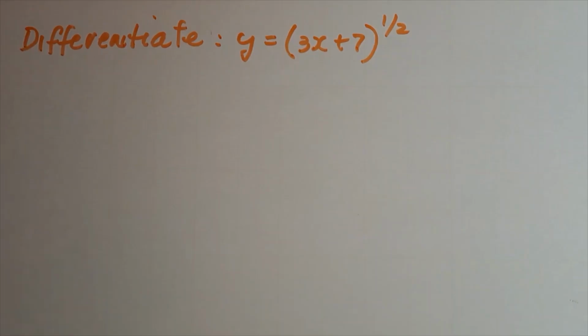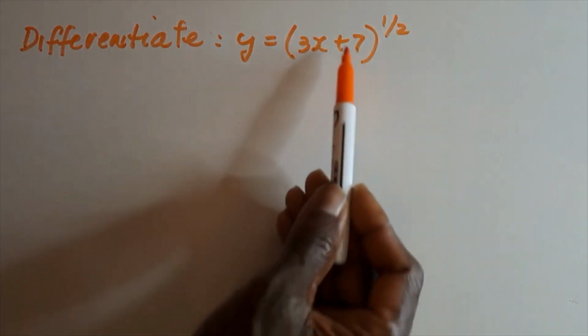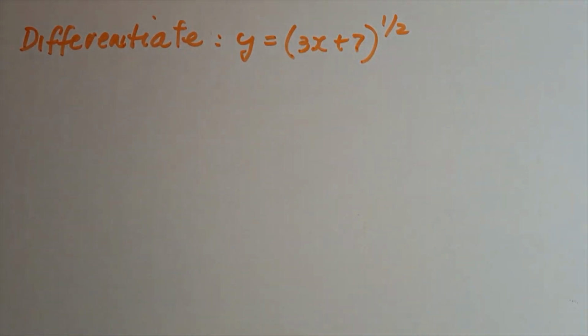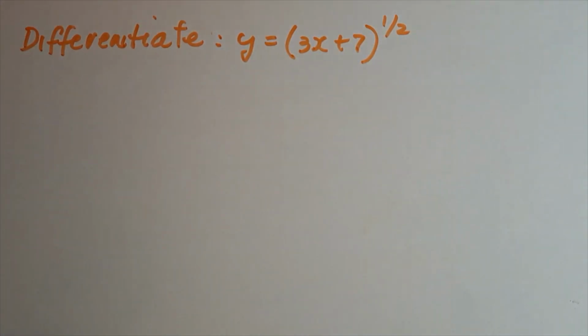Hello, how do we differentiate y is equal to brackets 3x add 7 raised to the half, or the square root of 3x add 7? Well, this is a function of a function. We have the function, the square root, acting on something which is a function of x in brackets. So first, the rule is to differentiate the outer, so that function, the square root function, and multiply by the derivative of the inner.